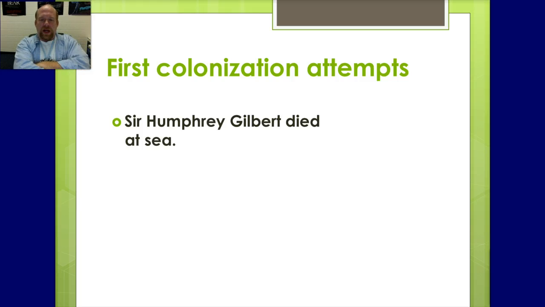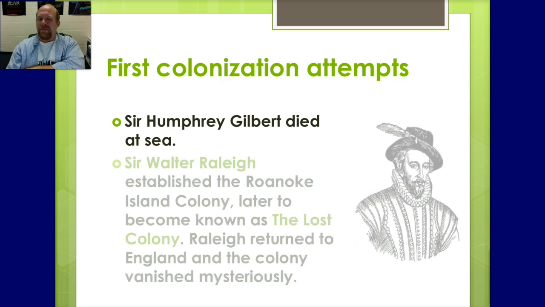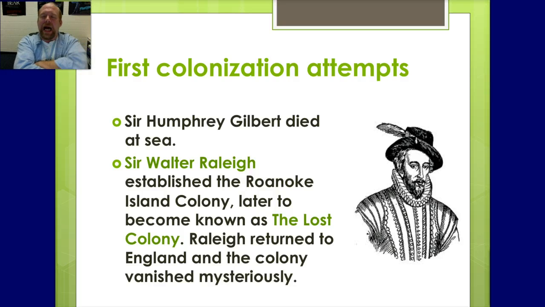So there were a couple of attempts at first. Sir Humphrey Gilbert died at sea trying to go over there. But there's one guy I think you might recognize his name. Yeah, that guy. Sir Walter Raleigh did establish the Roanoke Island colony, but he left, came back, and it went poof. The word Croatan was carved onto the tree, that sort of thing, where they believe Virginia Dare and all of the other settlers were either absorbed into the Indian tribes there or they were killed outright.